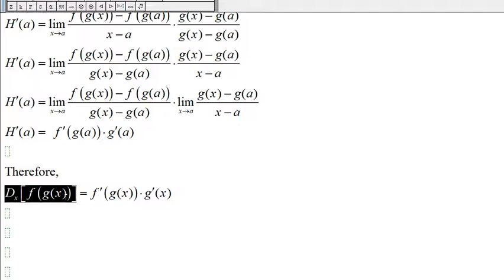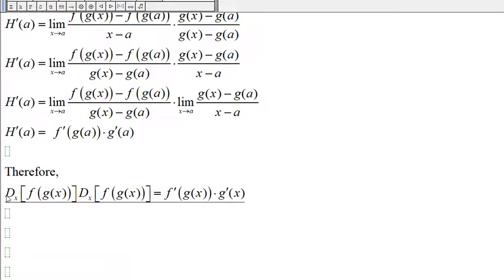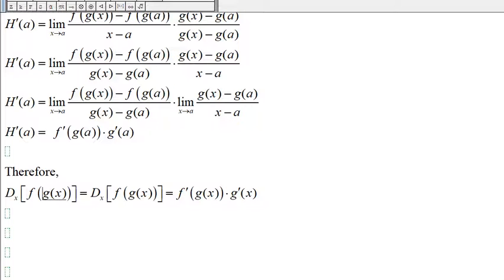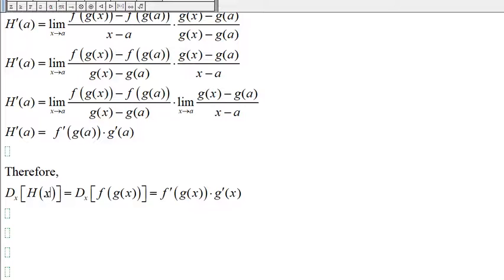And therefore, this is h of x right here. This is h of x. And this is called the chain rule for derivatives.